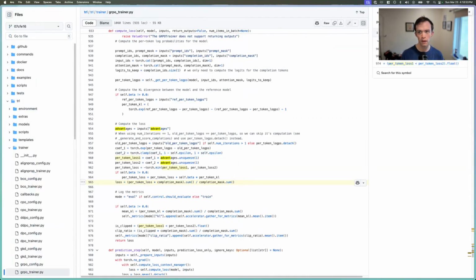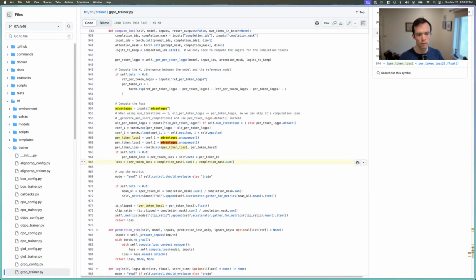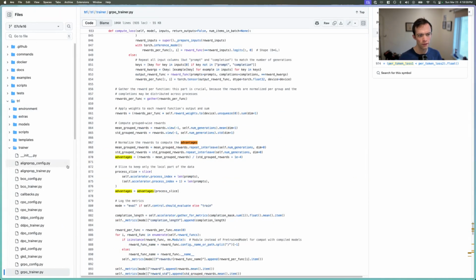If we look at the actual advantages, we have to compute the group-wise advantages here on line 870 for GRPO, where we just have the rewards minus the mean of the rewards over the standard deviation. It's just this normalization factor within a group of prompts to get the advantage. I think most of you watching this will probably know all of this, or I will have already lost you.